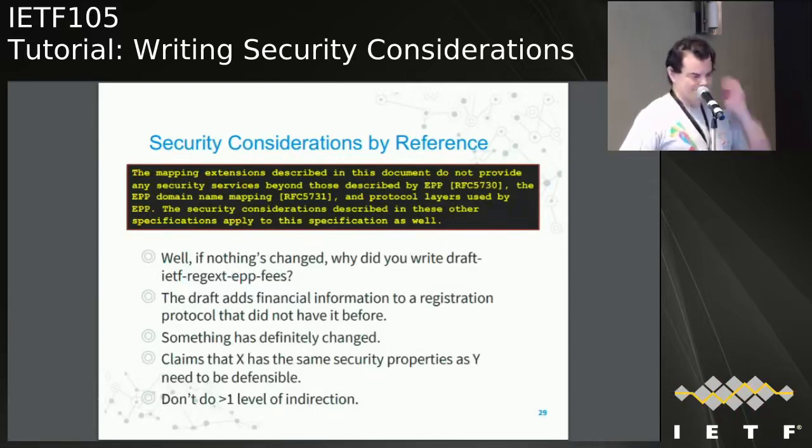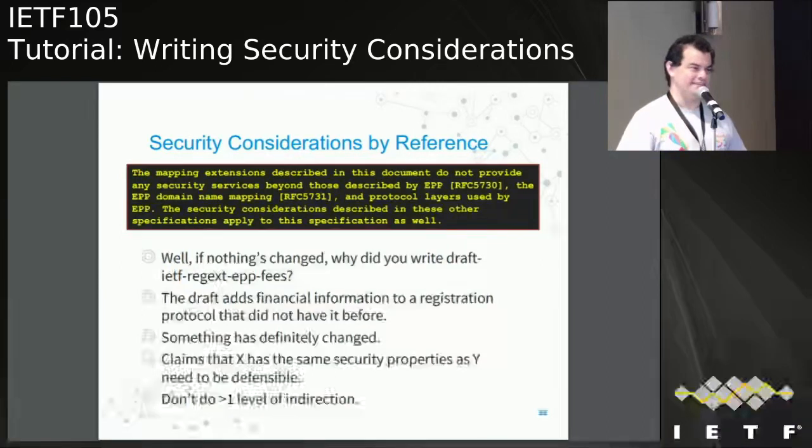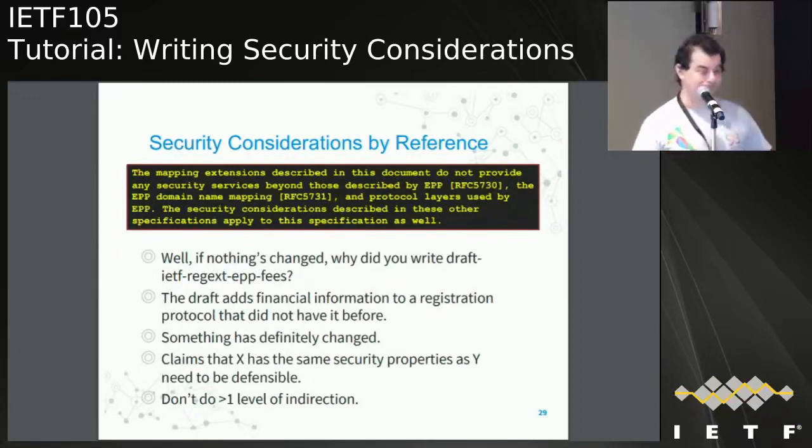Another thing, don't do more than one level of indirection. If I see, well, the considerations for this are the same as in RFC A, and I go to RFC A and the security considerations there just say, go to this older RFC. And at some point, this is too much. So if you have more than one level of indirection, either reference the original document or just write your considerations by yourself. Even if you copy and paste much of it, it at least makes you consider everything.